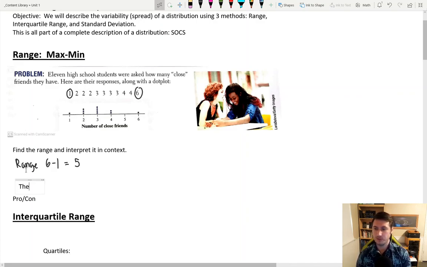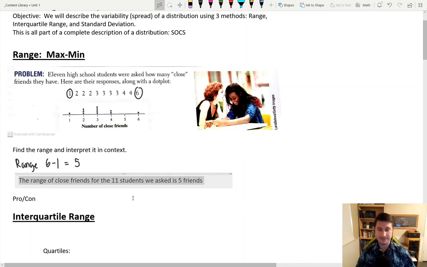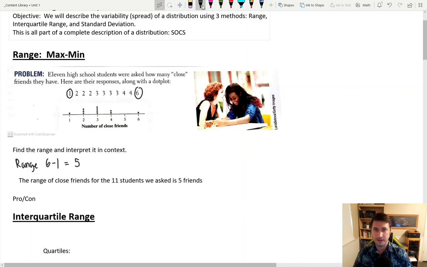All right. So the range of close friends for the 11 students we asked is 5 friends. The range is 5 friends. It does have units, so I'll even add that right here. It is a single number, the number 5, and so in your sentence you want to report that single number.